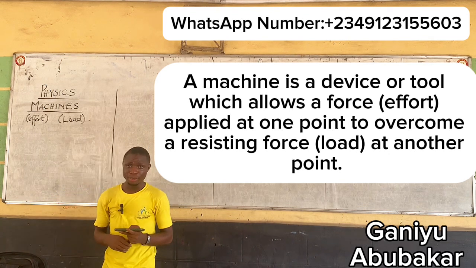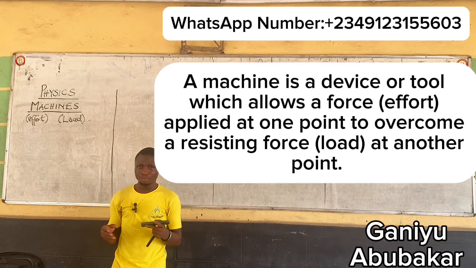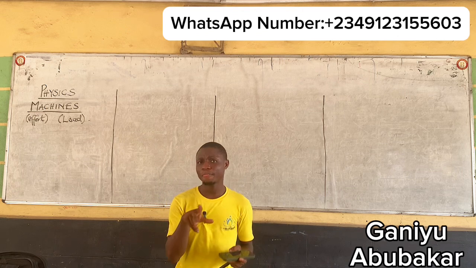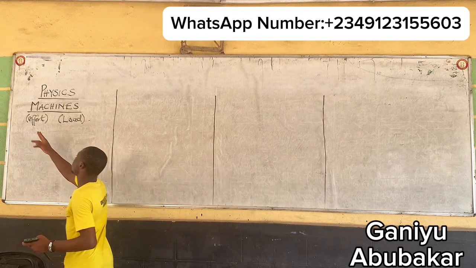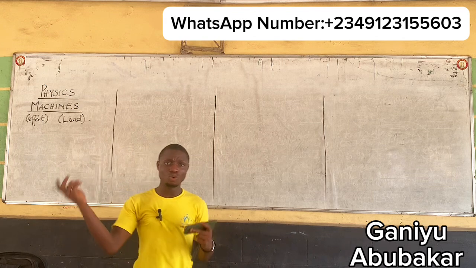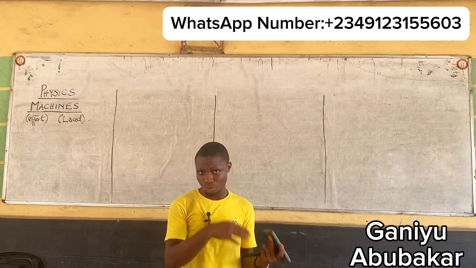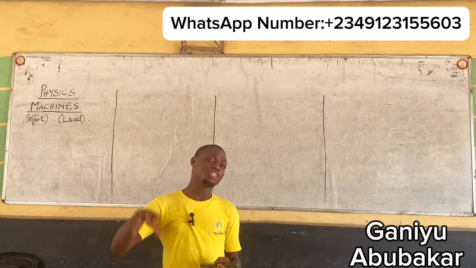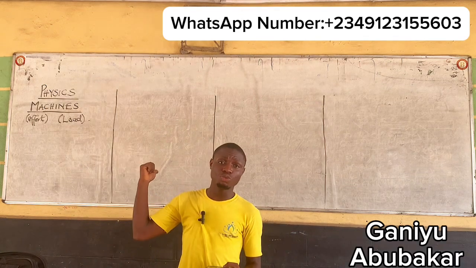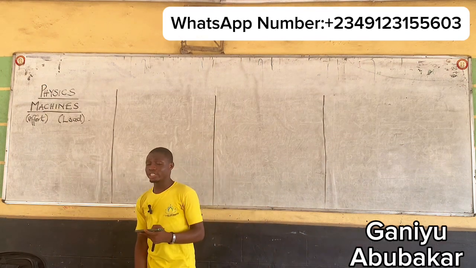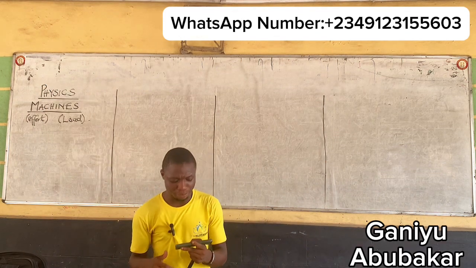That is the machine by definition. In the concept of machine, there are two words there. We have effort and we have load. Bear in mind that effort and load are both measured in Newton. So effort is a kind of force measured in Newton, and we have load too, also measured in Newton. So that's your definition for machine.